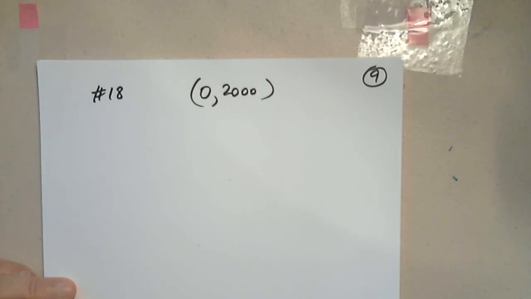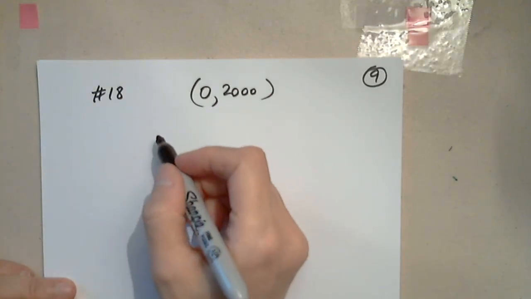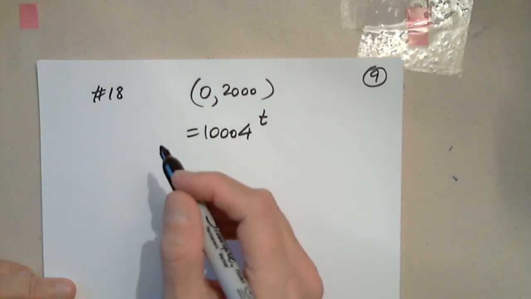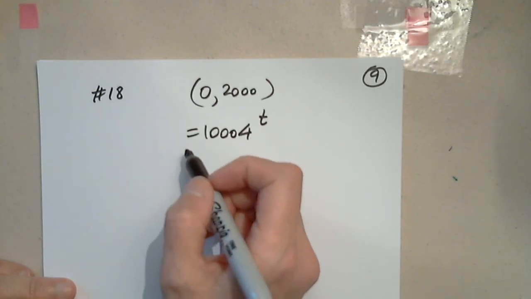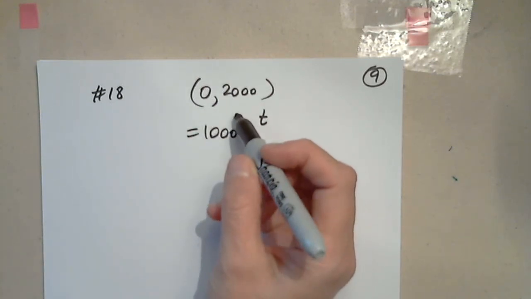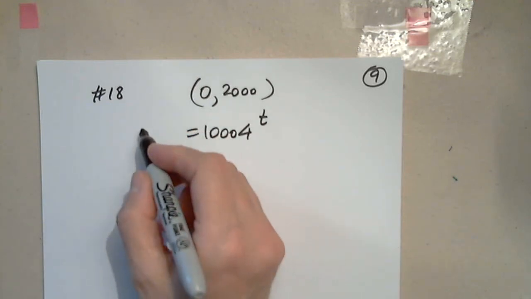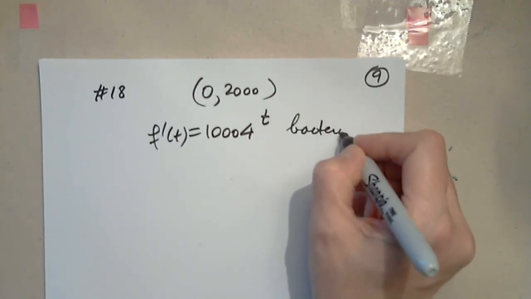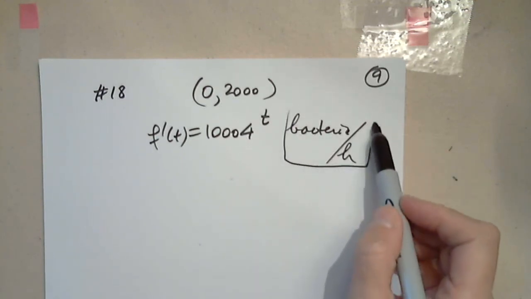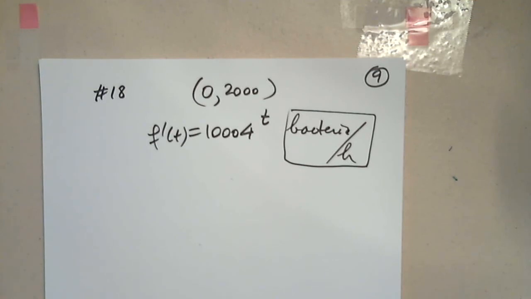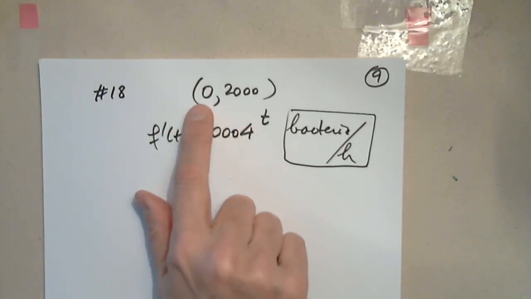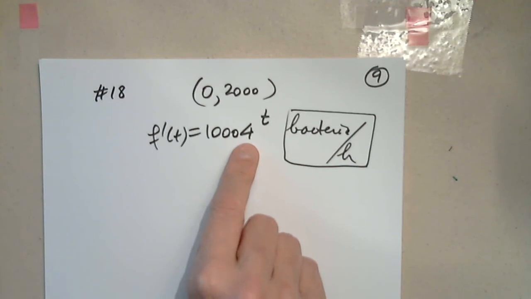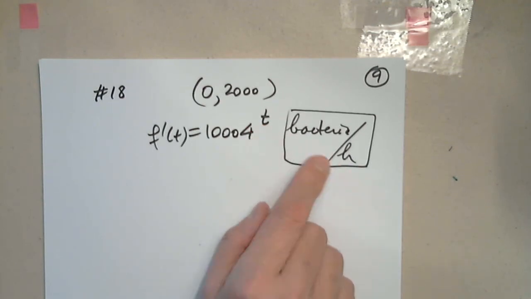So, and its rate of growth, so the rate of change is 1,000 times 4 raised to t bacteria per hour after, okay. So, let's give it a name, f of t. So f prime of t, because it says bacteria per hour. This must be a derivative. It's the rate of change. So a bacteria population is 2,000 at time equals 0. And its rate of growth is 1,000 times 4 raised to t bacteria per hour, or after t hours.